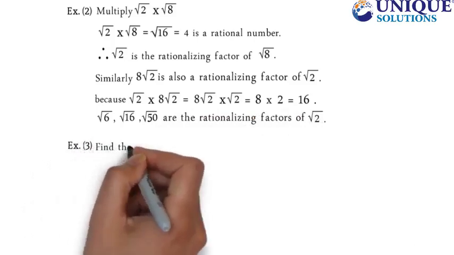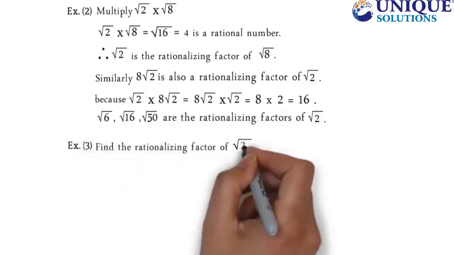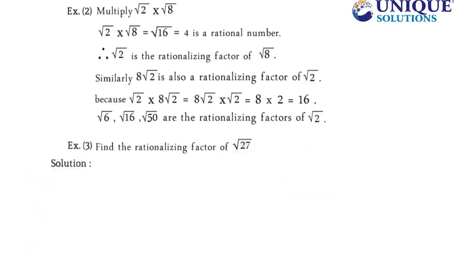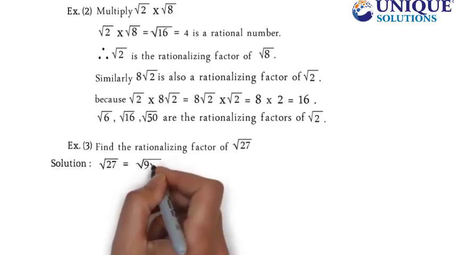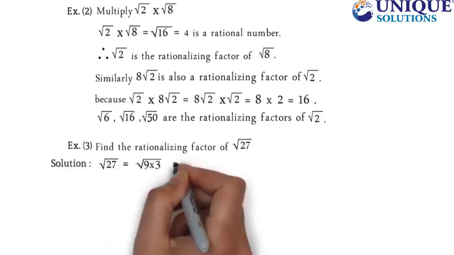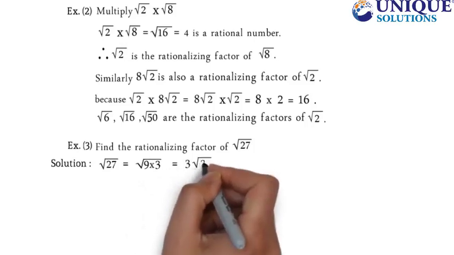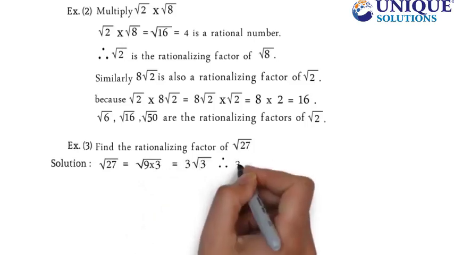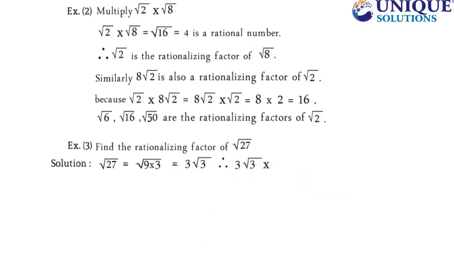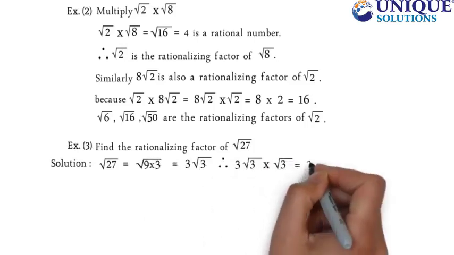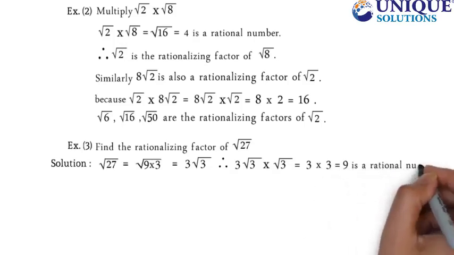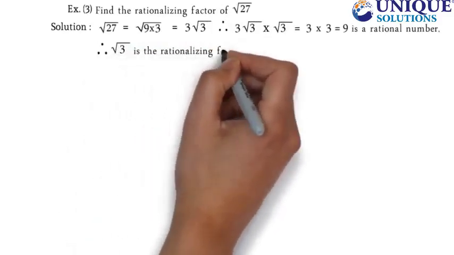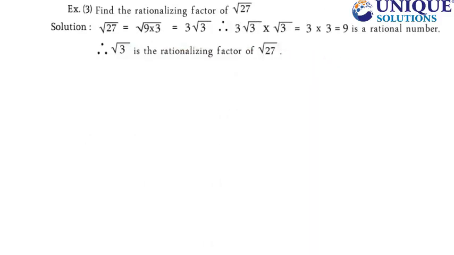Example 3. Find the rationalizing factor of square root of 27. Solution. Square root of 27 is equal to square root of 9 multiplied by 3, which is equal to 3 square root of 3. Therefore, 3 square root of 3 multiplied by square root of 3 is equal to 3 multiplied by 3, which is equal to 9, a rational number. Therefore, square root of 3 is the rationalizing factor of square root of 27.